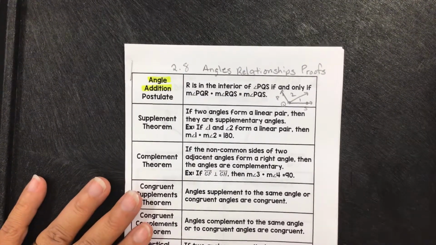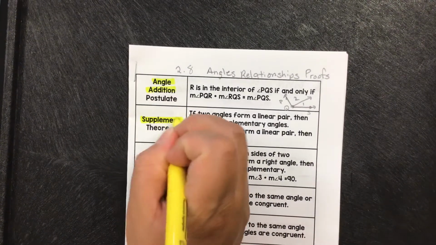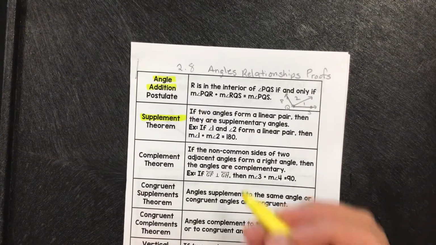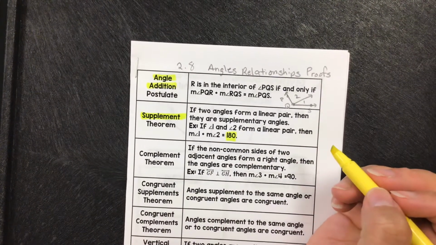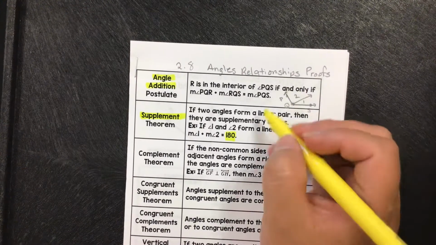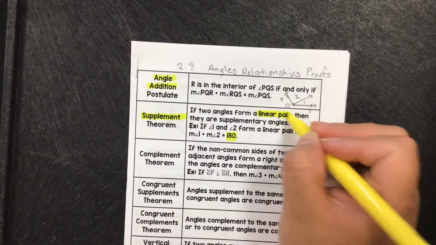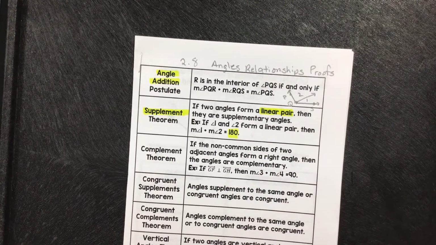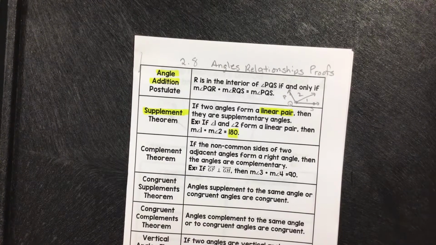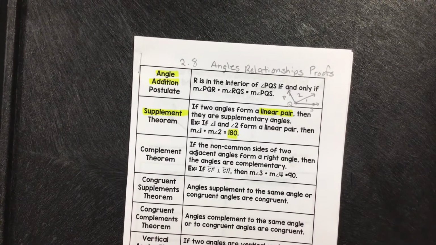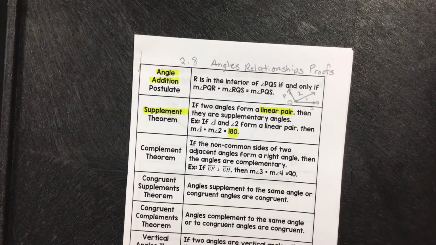The next one is the supplement theorem. What supplementary means is that it equals 180. This theorem says if two angles form a linear pair, that's two angles that form a line, then they are supplementary angles. That means they equal 180. What they're trying to tell us is that one line will equal 180.